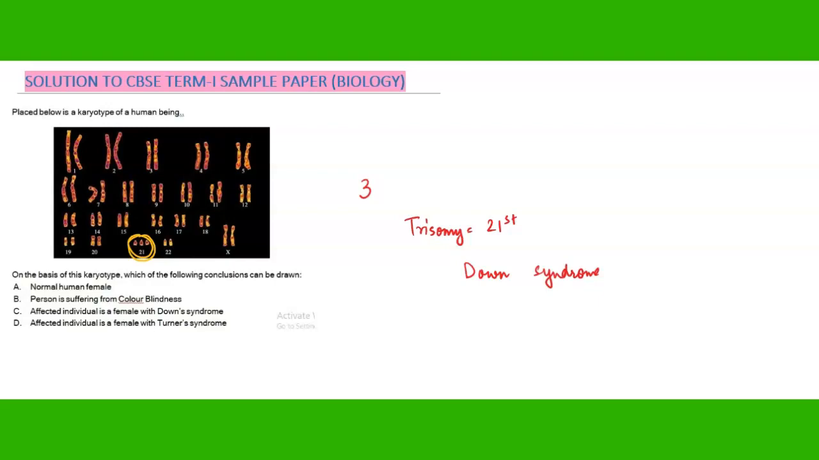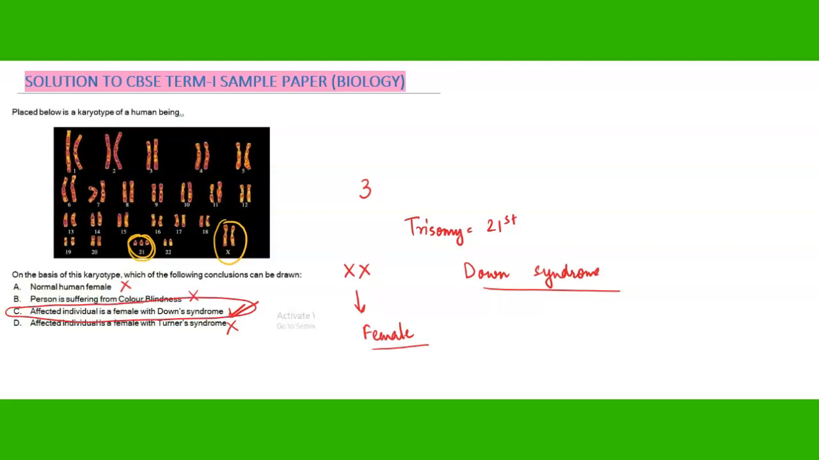Another thing which we need to keep in mind is that the sex chromosomes are similar in shape. So that means they are talking about 2 X chromosomes, and 2 X chromosomes means a female. That means the given karyotype is of Down syndrome and that too of a female. Let's go for the options now. First is normal, that will not be there. Color blindness cannot be seen. This is a female with Turner syndrome, not possible. So we are left with the right option, and this is option C, the right answer.